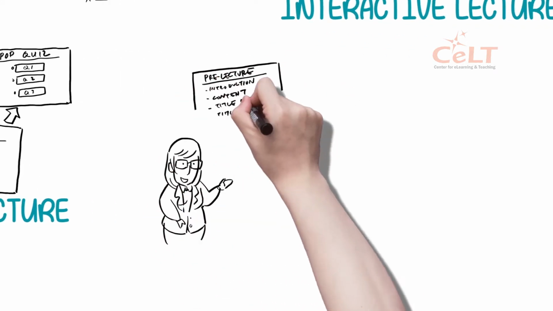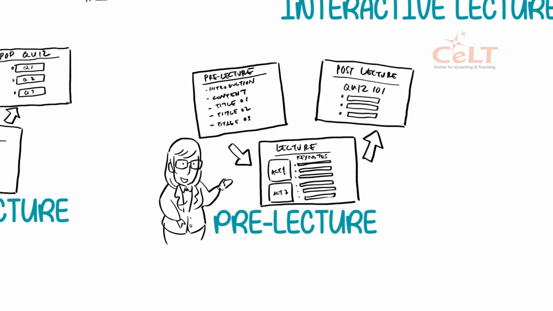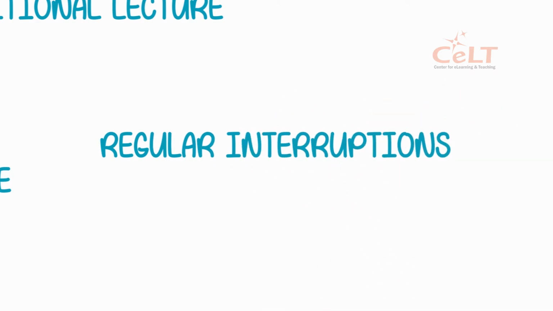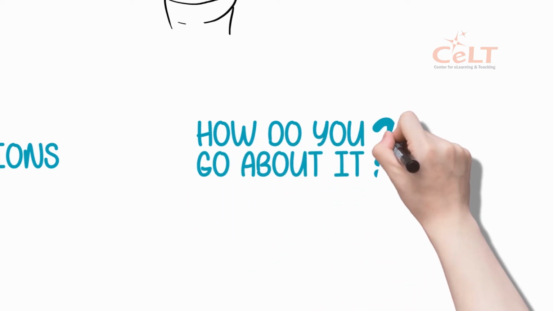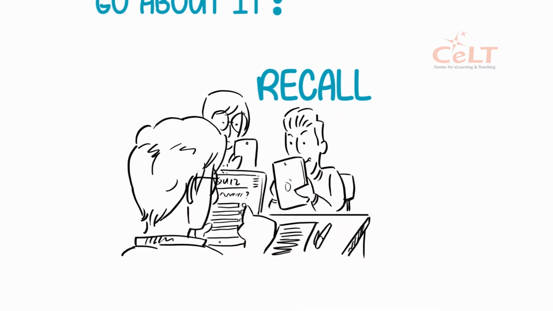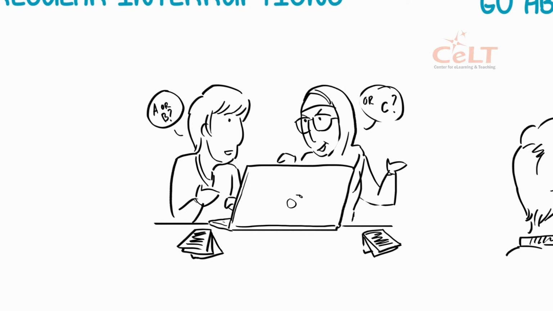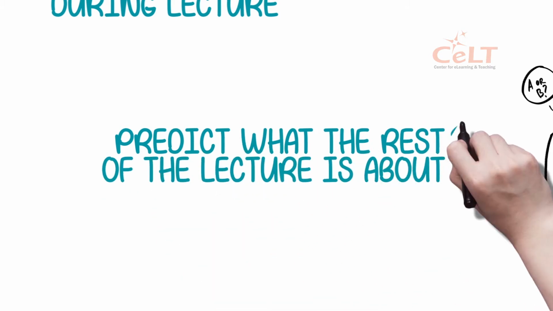There are 3 stages to prepare: pre-lecture, during lecture, and post-lecture. Here is how it should be conducted. Yup, you can talk, but please plan for regular interruptions. So, how do you go about it? Interrupt the class and start an activity. For example, make them recall what the lecture is about. Or ask students in pairs to solve a problem taken from the lecture. Or predict what the rest of the lecture is about.